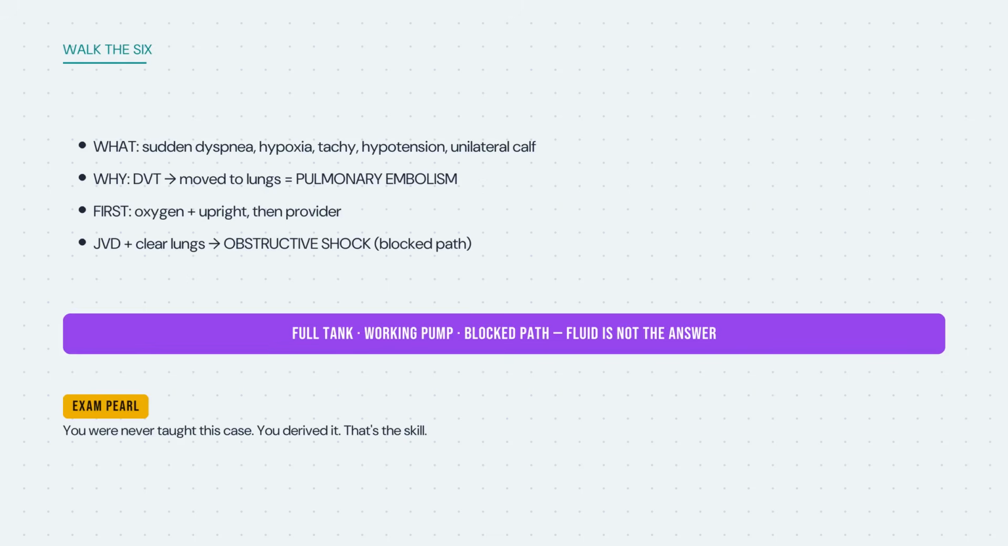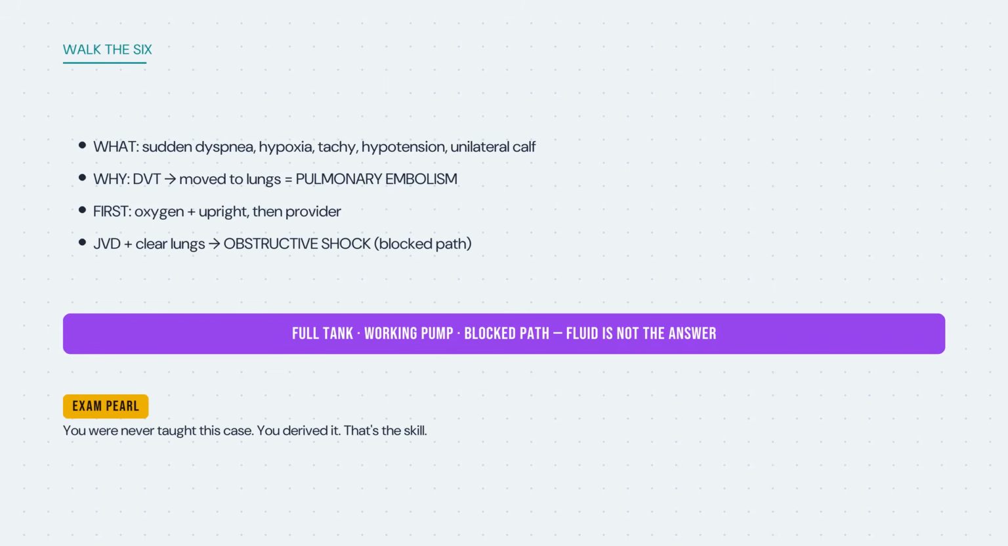Walk the 6. What is happening? Sudden shortness of breath, low oxygen, fast heart rate, and low pressure in a postoperative patient with a unilateral swollen calf. Why? A swollen calf after orthopedic surgery is a deep vein thrombosis, and sudden shortness of breath with low oxygen means it has moved to the lungs. This is a pulmonary embolism. Which matters most? The saturation of 88. That is airway and breathing, and it is failing now.